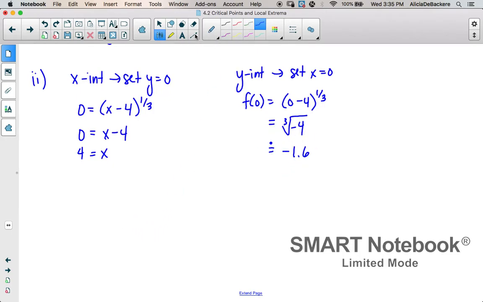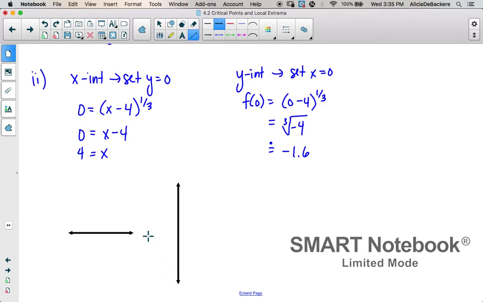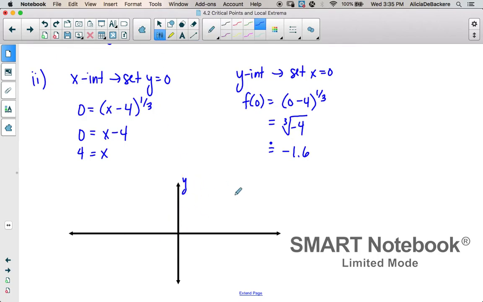All right, so let's take a look. What does this look like? And again, remember, this whole chapter is about building these ideas as we go along. So we're going to get a better and better picture of these graphs as we go. Okay, I know that my x-intercept is here at 4. It's also my critical point. So this is like a special spot on my graph. And then I have my y-intercept at -1.6.